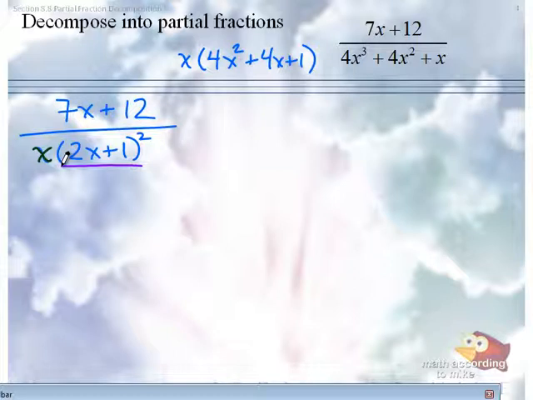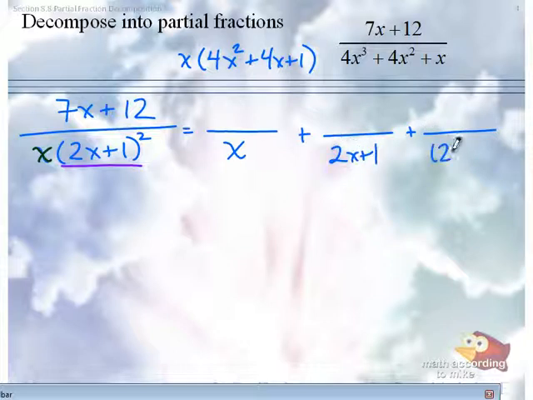How many fractions do we need? 3. We need 1 fraction for the factor of x. We need 2 fractions for the factor of 2x plus 1: 1 to the first power, 1 to the second power. All right, what are the numerators going across? A, B, C.